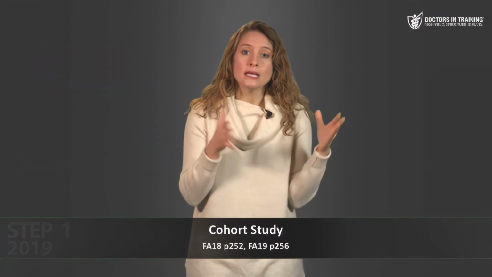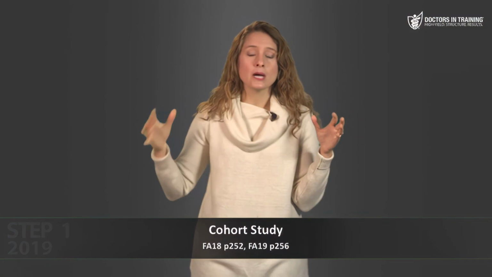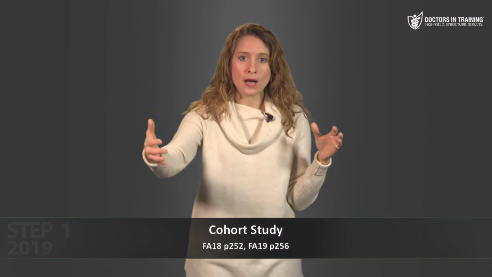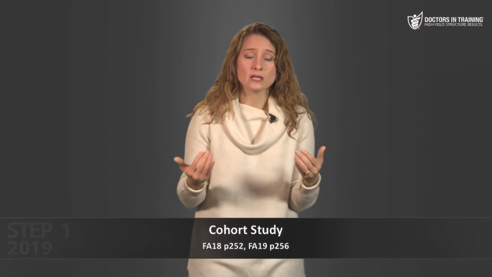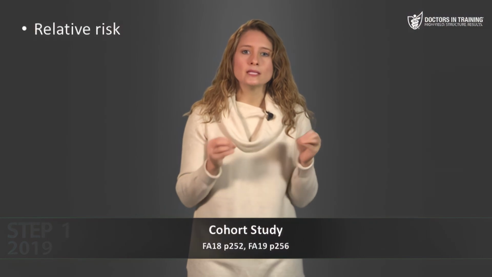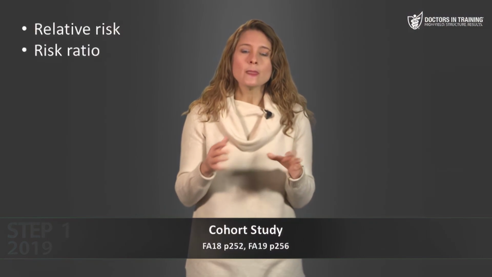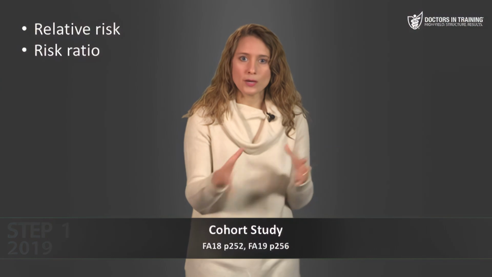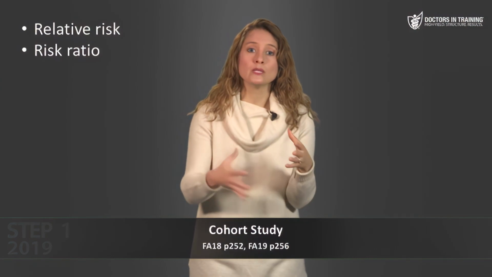So to summarize, in a case control study, you take a group of people with a bad outcome and then compare them to a group without the bad outcome and look back at all of their exposures to determine risk factors. In a cohort study, you take a group of people with an exposure or risk factor and then see what happens to them over time. So how do we analyze cohort studies? Cohort studies yield a relative risk or a risk ratio. So a case control study gives you an odds ratio, and a cohort study gives you a risk ratio or relative risk.